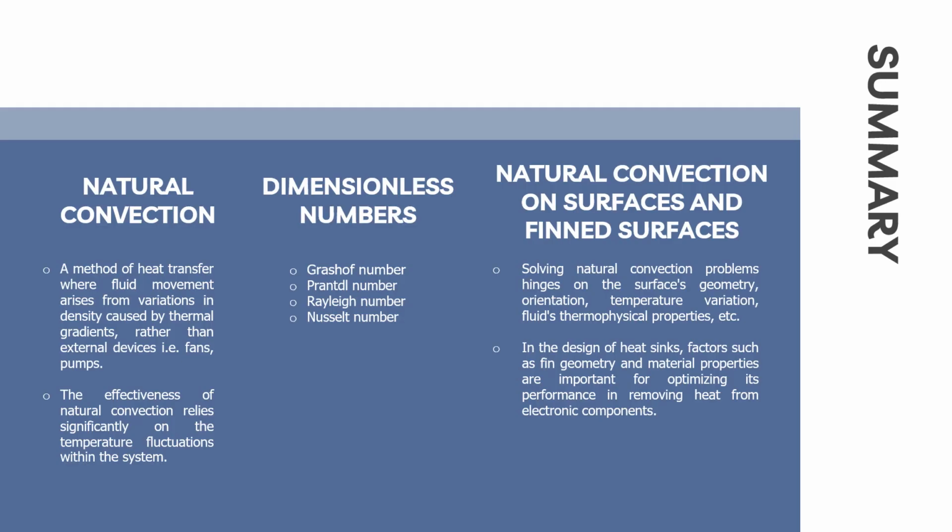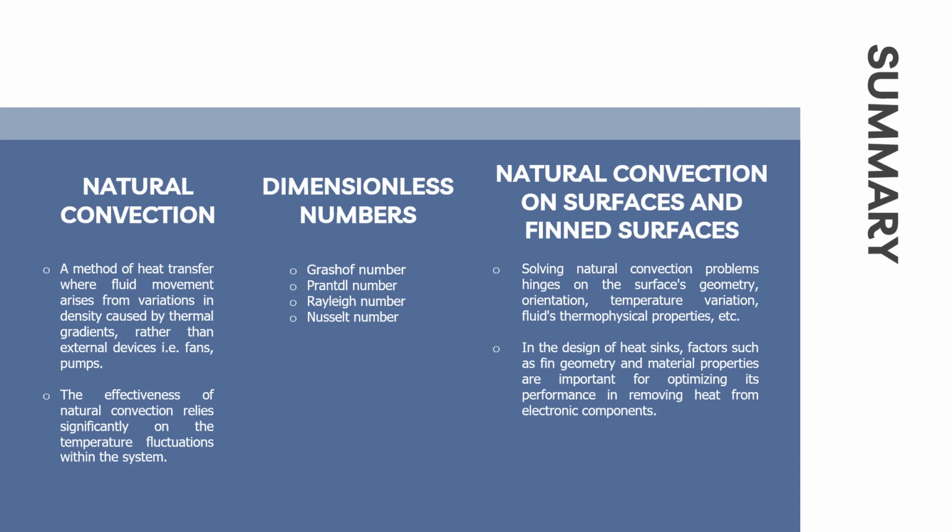To summarize, natural convection is a method of heat transfer where fluid movement arises from variations in density caused by thermal gradients rather than external devices such as fans or pumps. The effectiveness of natural convection also relies significantly on the temperature fluctuations within the system. An integral aspect of natural convection is the dimensionless numbers involved, that is, the Grashof, Prandtl, Rayleigh, and the Nusselt numbers. The Grashof number describes the relationship between buoyancy and viscosity within the fluid.